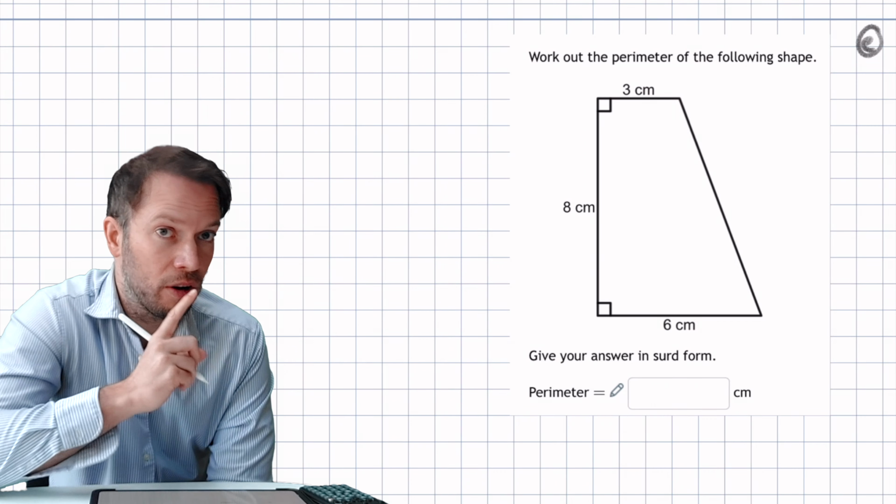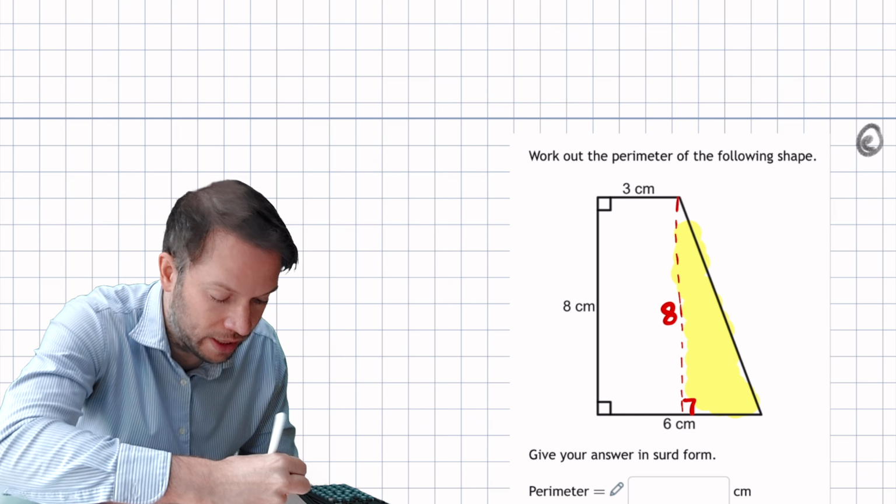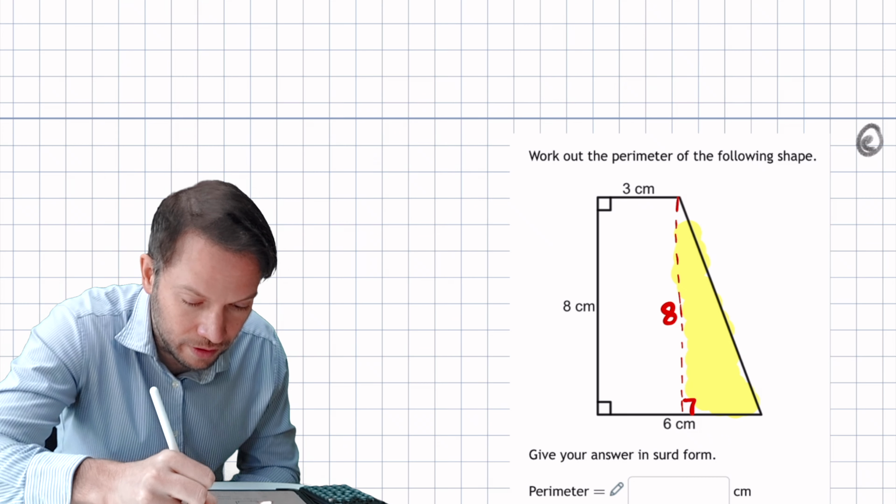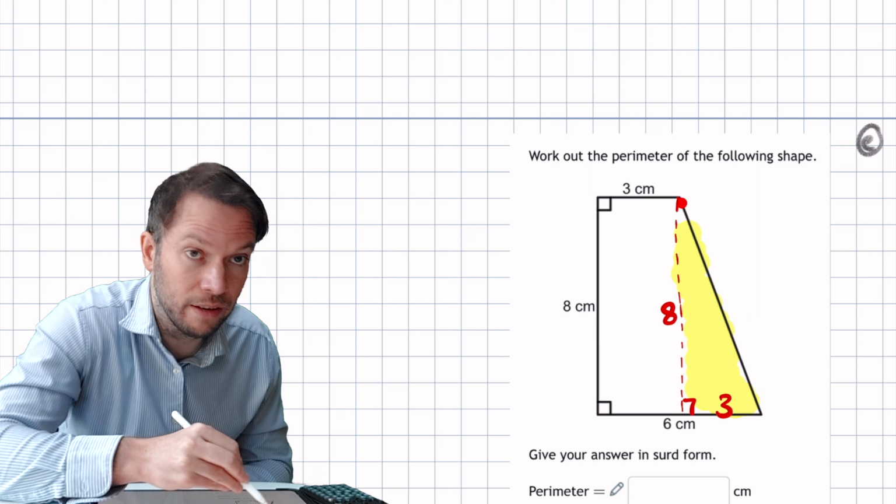We know that this height is 8 here because it's the 8 over here. And this length here, well, can you see that's 3? That length's 3, so this length's 3, but this whole length is 6. So if we do the 6 minus the 3, we get this as 3 as well. 6 minus 3 is 3, so that length is 3. And then we can use Pythagoras theorem to find this third length of this right angle triangle.